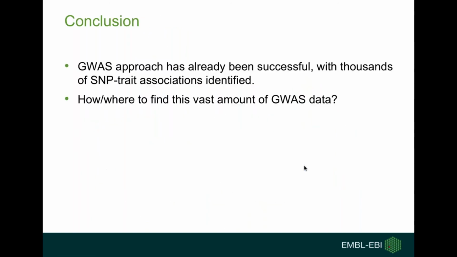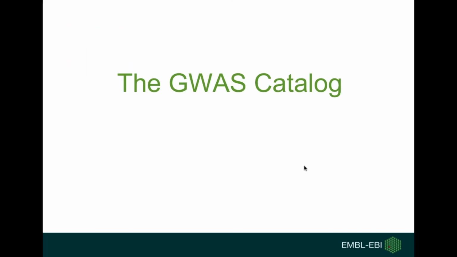Now, I've already said that the GWAS approach has been successful, that thousands of SNP-trait associations have been identified. But then the question is, how and where can I find this vast amount of data? Do I then need to go and read 3,000 papers? Well, this is where the GWAS Catalog comes in.